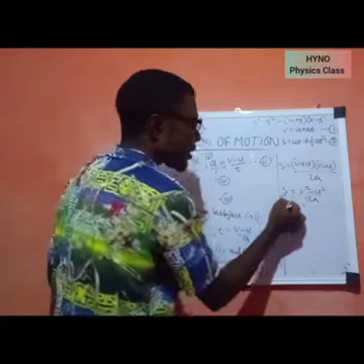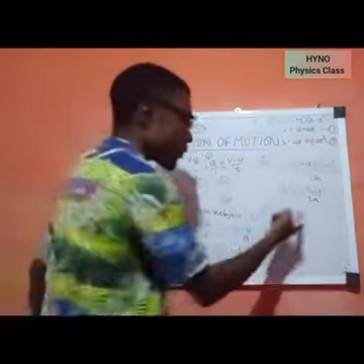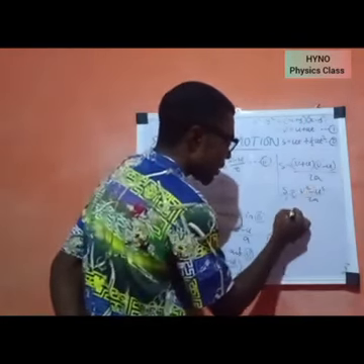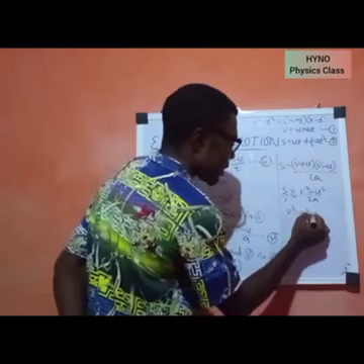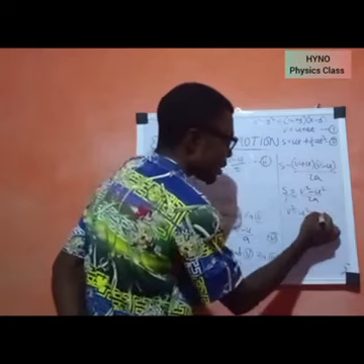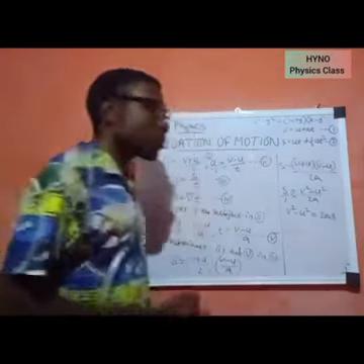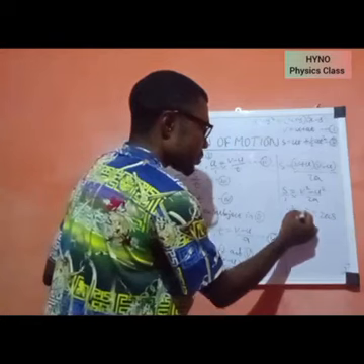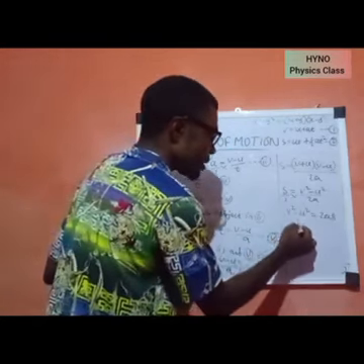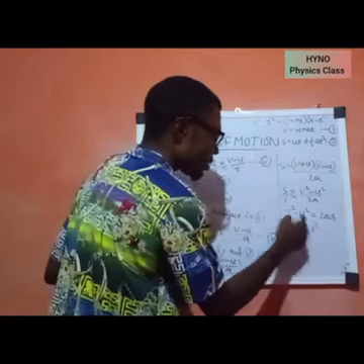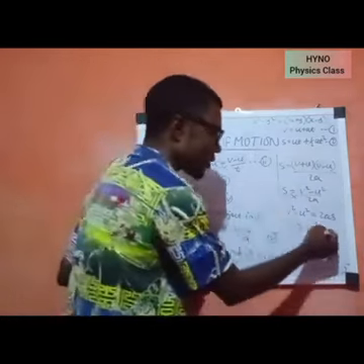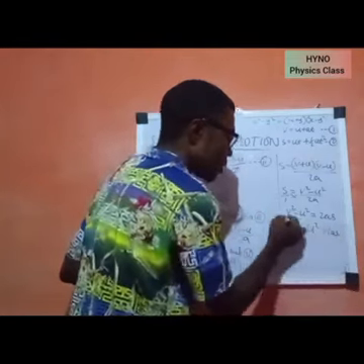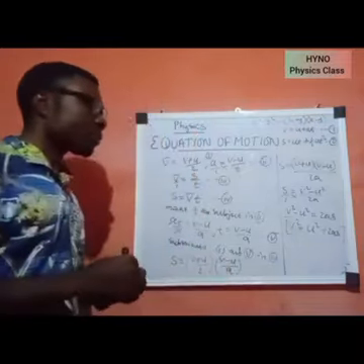This is over 1. Then cross multiply. If I cross multiply, I will have v squared minus u squared times 1. You have v squared minus u squared equals s times 2a. You have 2as. Then if I move minus u squared to the right hand side, v squared is going to be equal to u squared, because this negative will change to positive, plus 2as. And this is the third equation of motion.